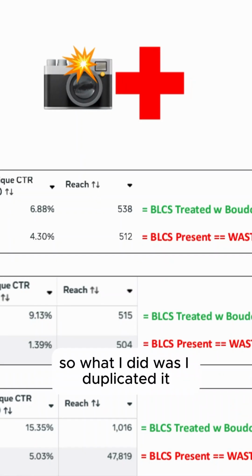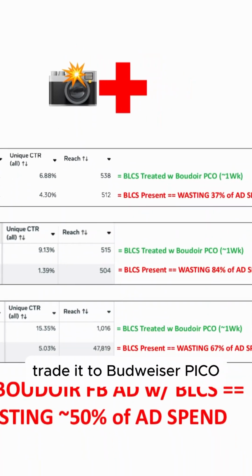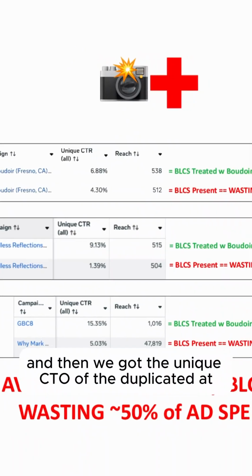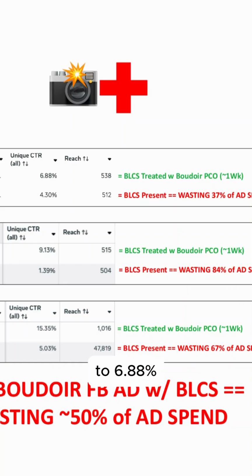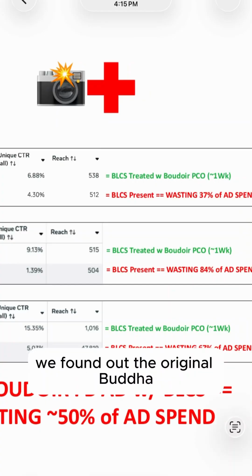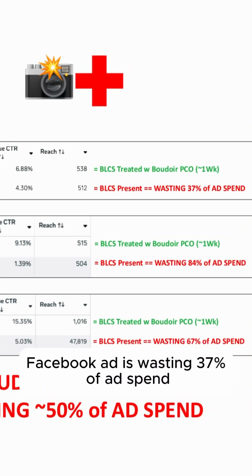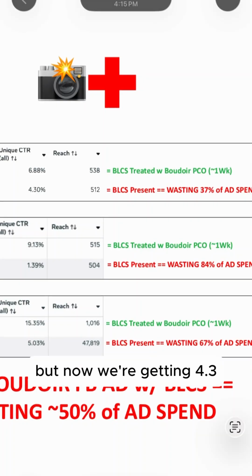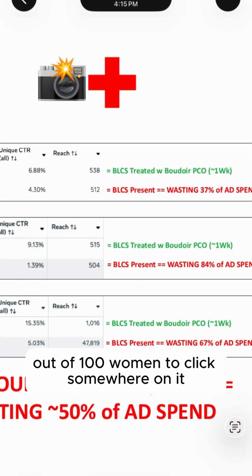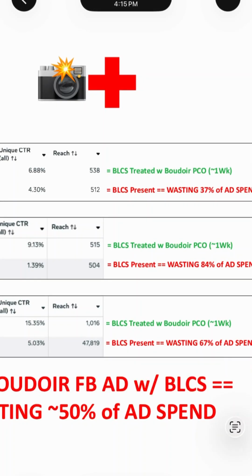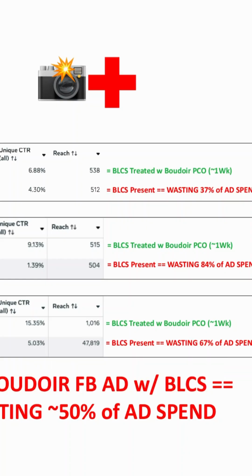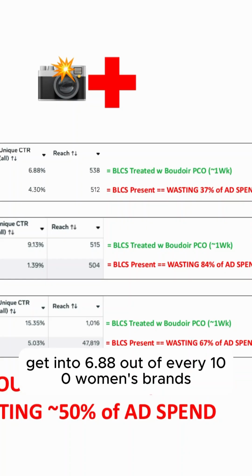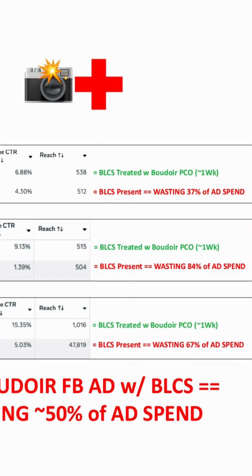So what I did was I duplicated it, treated it with Boudoir Pico, takes about a week, and then we got the unique CTR of the duplicated ad to 6.88%. So way better. So we found out the original Boudoir Facebook ad is wasting 37% of ad spend by only getting 4.3 out of 100 women to click somewhere on it and get our ad into their brain. And the Boudoir Pico treated one is actually getting to 6.88 out of every 100 women's brains.